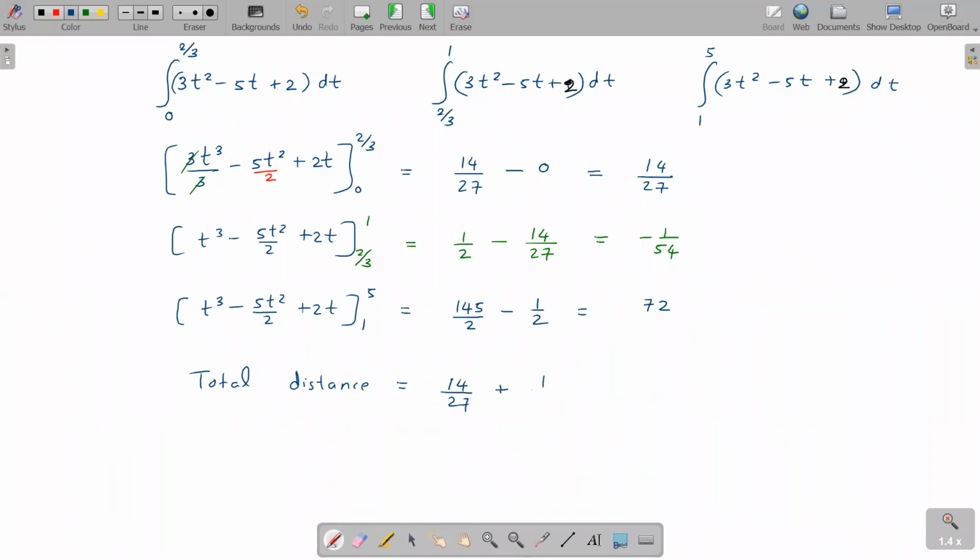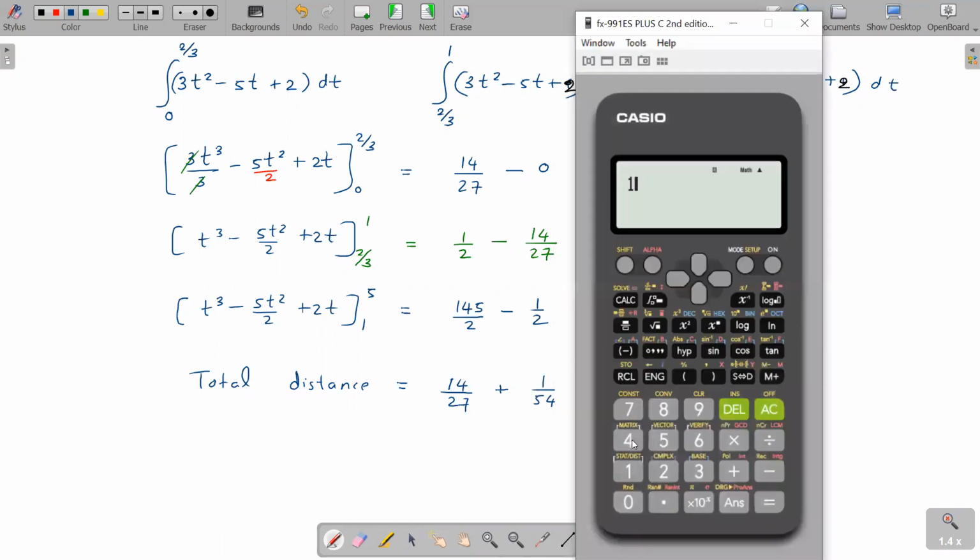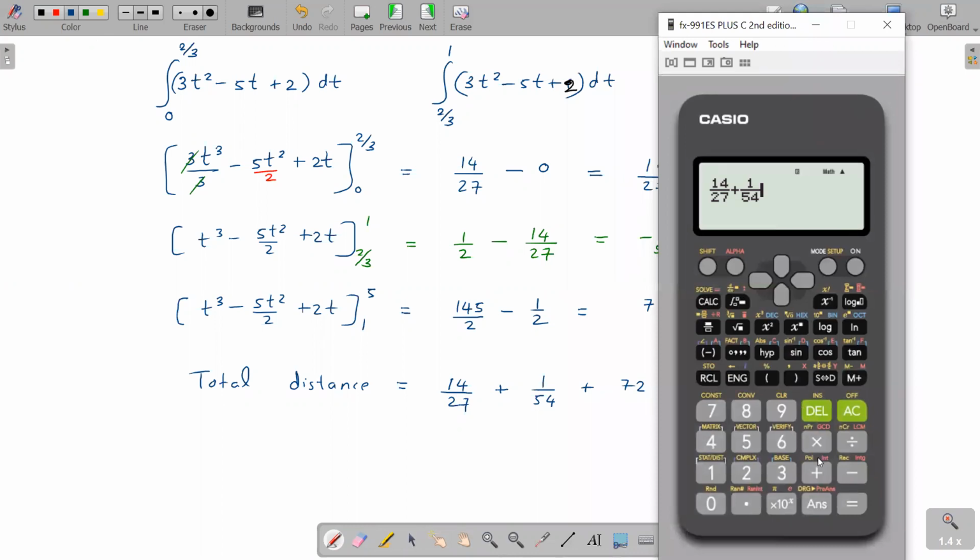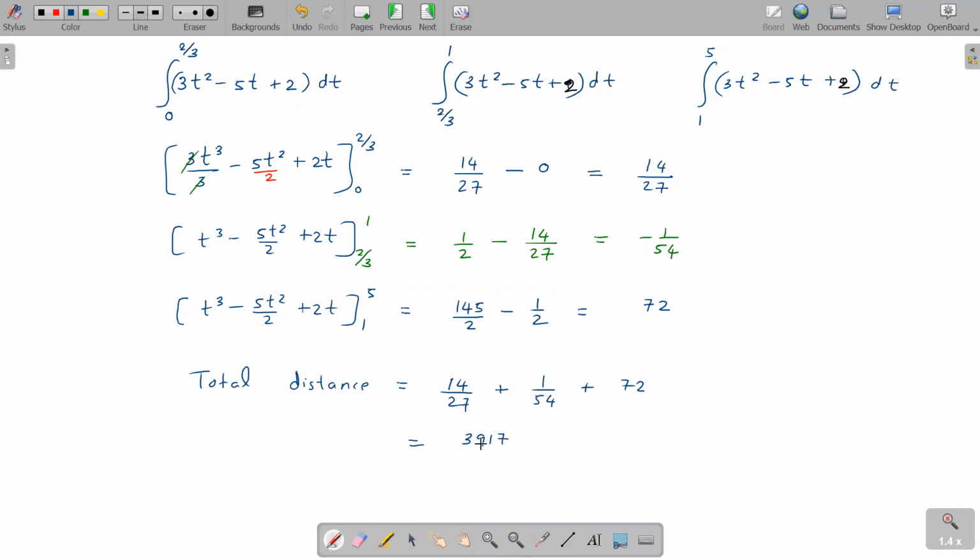14 over 27 plus 1 over 54 plus 72. Is that correct? So add everything. 14 over 27 plus 1 over 54 plus 72 equals 3917 over 54. Is this clear? This is how you get the answer.